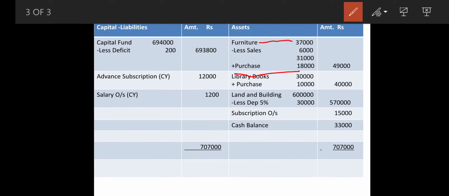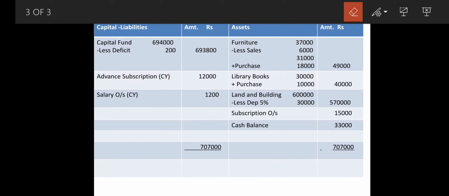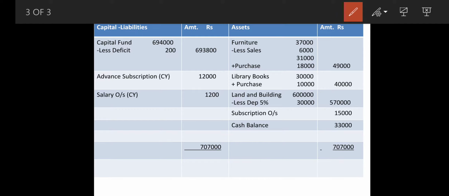And then comes your library books. So again, pick up from the opening balance sheet, transfer that into the closing balance sheet, library books 30,000. And then over there, add library books 10,000. Right? So both of these are purchase of library books and purchase of furniture.